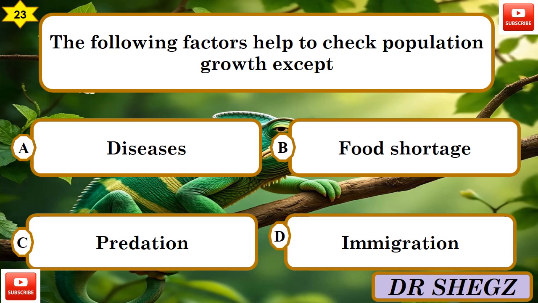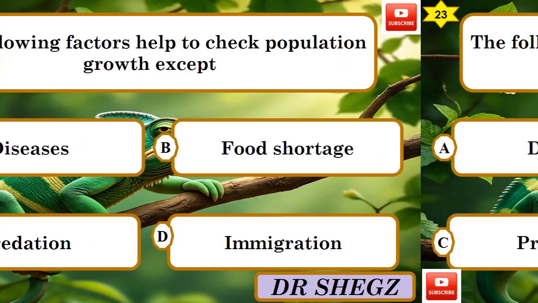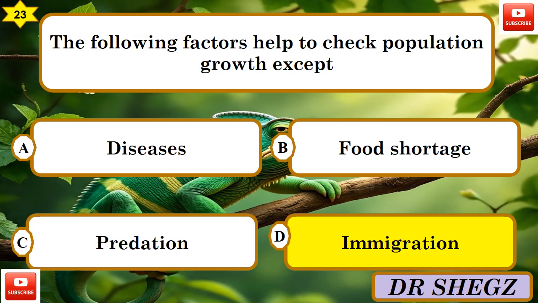The following factors help to check population growth, except diseases, food shortage, predation. All of this will help to ensure that the population growth is not increasing. However, immigration in a way explodes population growth. So the answer is immigration.